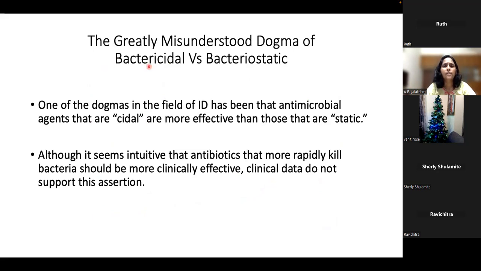But the word cidal doesn't mean it is superior. It is a greatly misunderstood dogma of ID. One of the dogmas in the field of ID is that antimicrobial agents that are cidal are more effective than those that are static. It is not so. Although it may appear that antibiotics kill rapidly if they are cidal, when you look at the clinical effectiveness in the large data, the data doesn't support this. It all depends on the PK/PD, the dosing, and the site of infection that the outcome matters. It is not only the cidal effect.